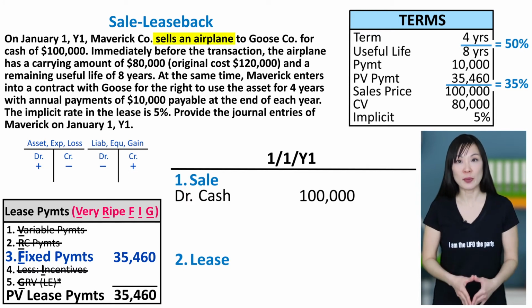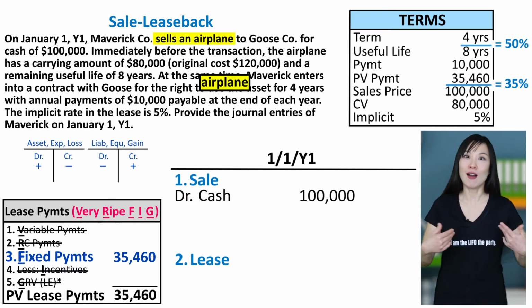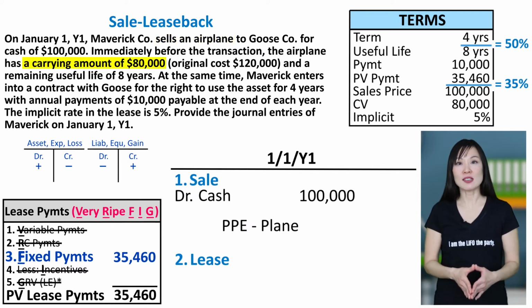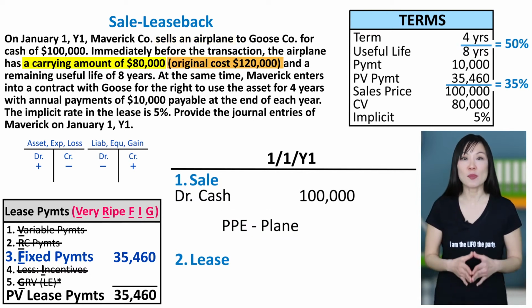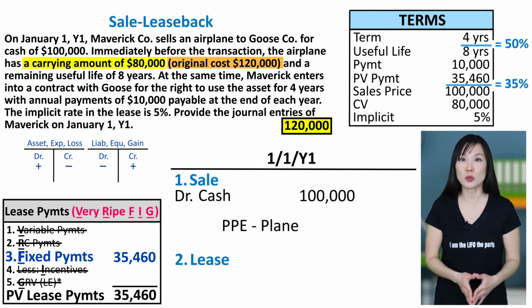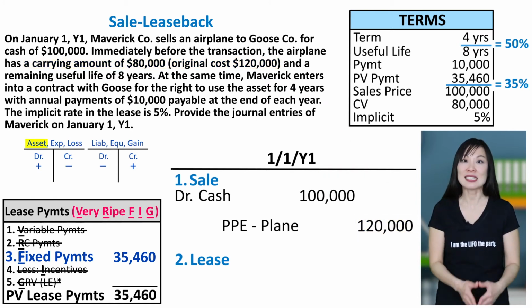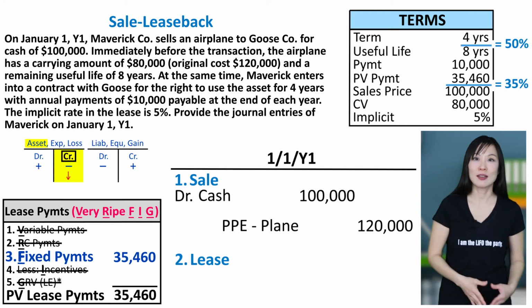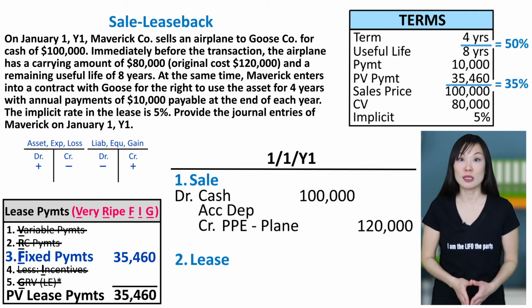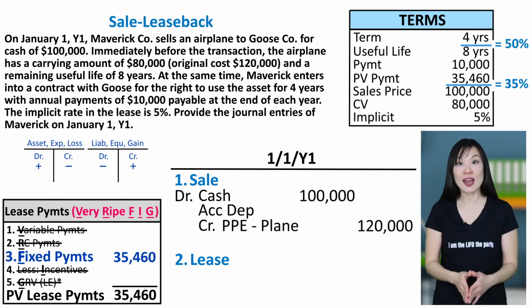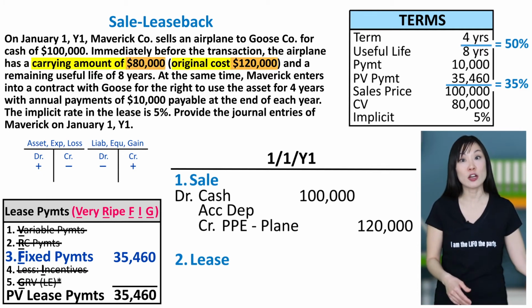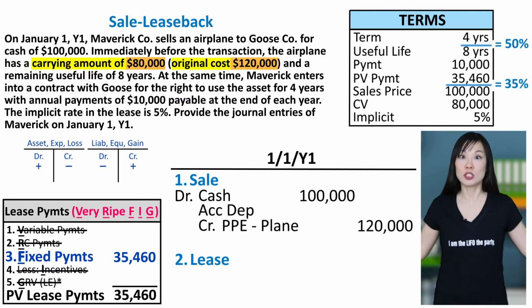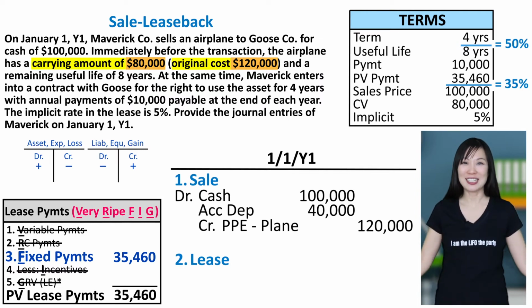Maverick's selling the airplane. He's got to take the airplane off his books. The prompt tells us that the airplane's carry value is $80,000, but it's on Maverick's books for cost, $120,000. The airplane's an asset going down, credit. And we offset that with accumulated depreciation, calculated as the difference between the original cost, $120,000, and the current carry value, $80,000, which equals $40,000.